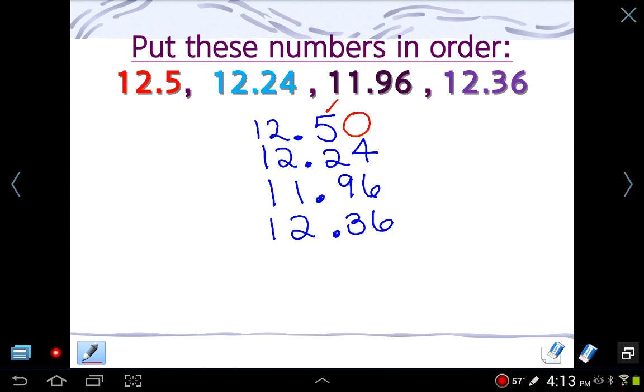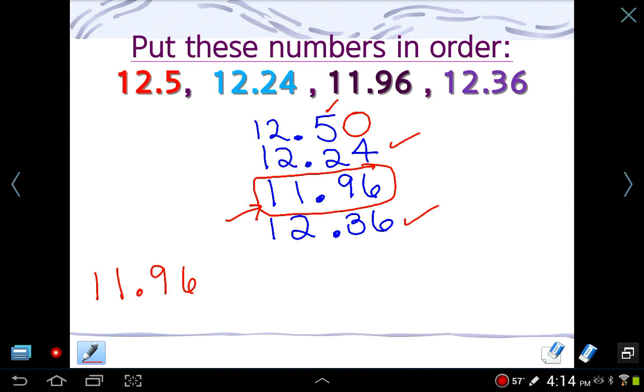So now all we have to do is compare. Obviously, among all four of these numbers, there's one that stands out to me as being the smallest, and it's this one right here. So that is our smallest decimal value. Why? Because that's the only one that has 11 as a whole number. Everything else is 12. 12 and 5/10, 12 and 24 hundredths, and 12 and 36 hundredths. So now we're done with that. Now we have to figure out what the other three are.